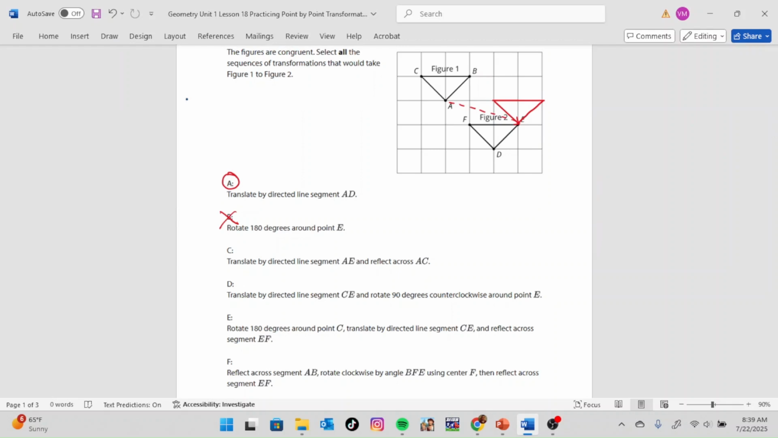Next, we're going to reflect across AC. So we're going to reflect across this line right here on the bottom left of the triangle. And when I do, I'm going to create this blue triangle right here. This definitely does not put figure 1 directly on top of figure 2, so that is also incorrect.